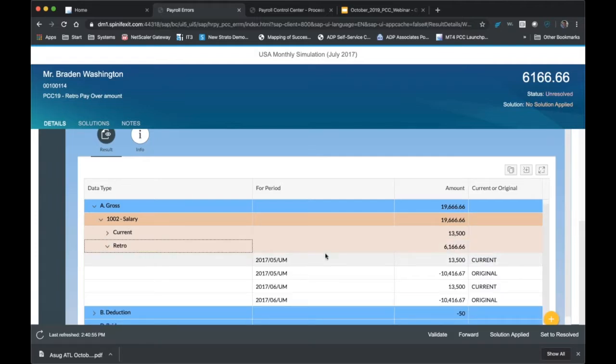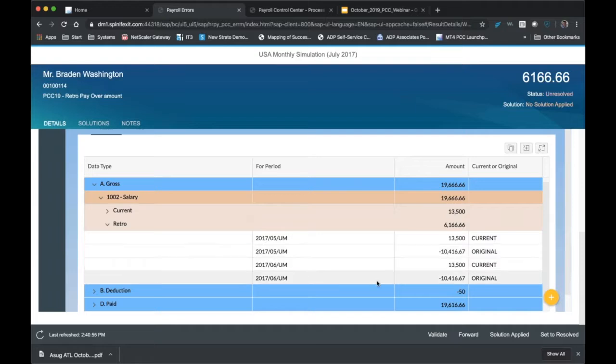And we can drill in and see, oh, that's right. It retro'd back 2 periods. We're in July. In period 6, here's his original amount. Here's his current. And back to period 5, here's his original. Here's his current. So that's great. We now know at least it's with salary.